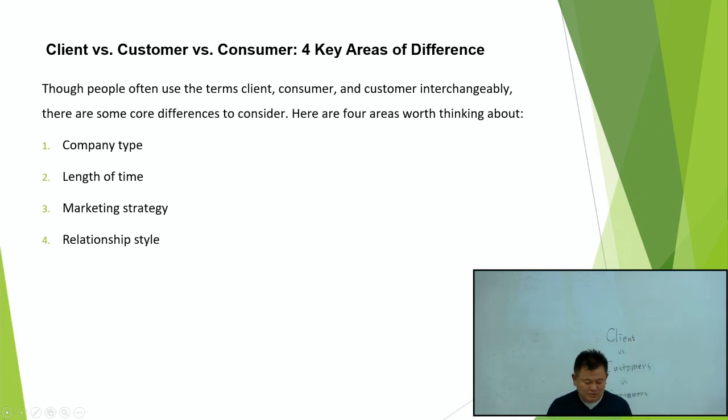Let me introduce them one by one, very briefly. The company types. Different companies use different models based on whether they are pursuing short-term customers or long-term clients. For example, digital marketing or advertising agencies, B2B companies, healthcare providers, and law firms often rely on a smaller base of long-term clients for revenue.